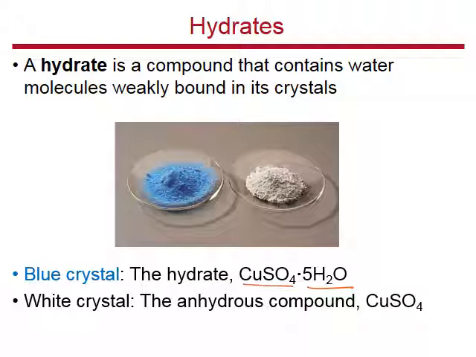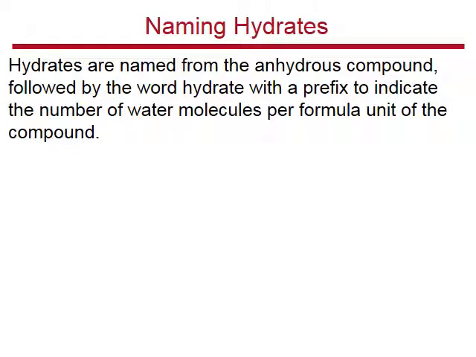When the blue crystal of the hydrate is heated, the water is driven off, leaving behind the white crystal of copper(II) sulfate without associated water. This substance is called the anhydrous compound. Hydrates are named from the anhydrous compound, followed by the word hydrate with a prefix to indicate the number of water molecules per formula unit of the compound.